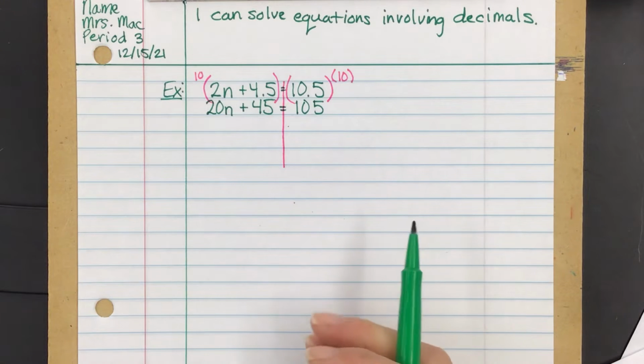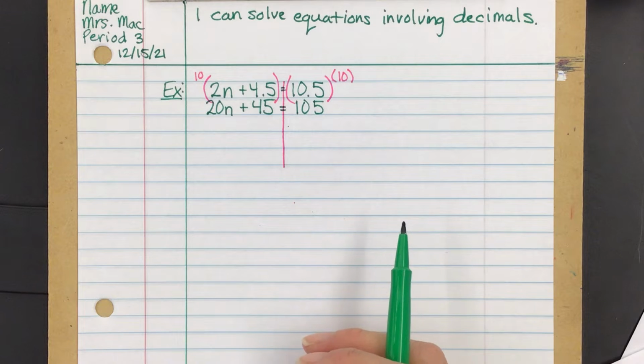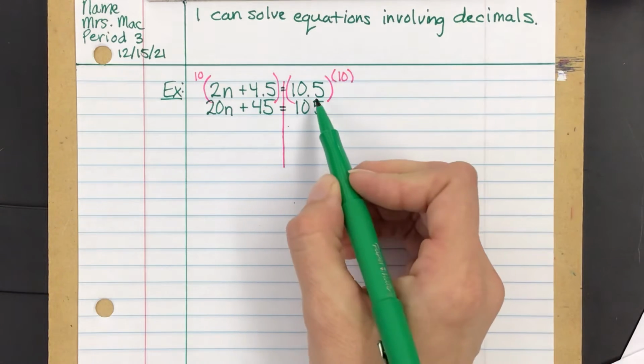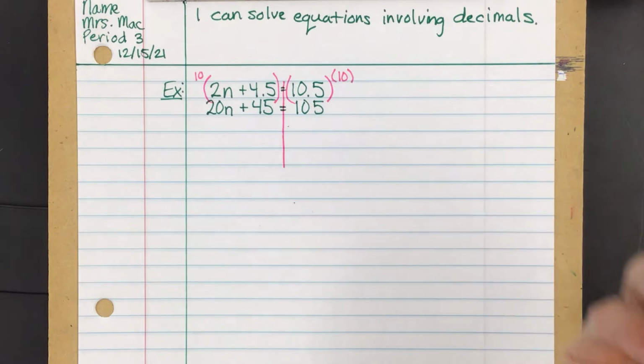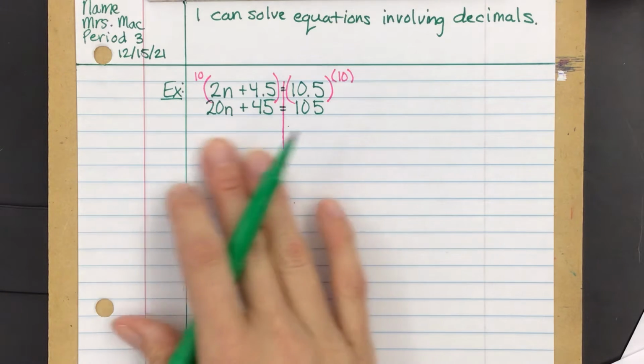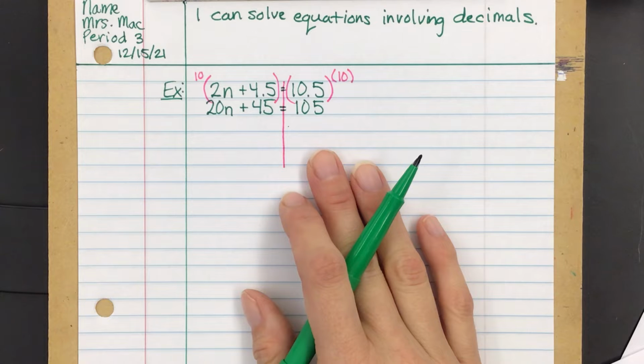So you've basically moved the decimal place over one space. I chose 10 because there was one decimal space there. And so if I multiply by 10, it does eliminate all of my decimals. And it leaves you with something a lot friendlier to solve.